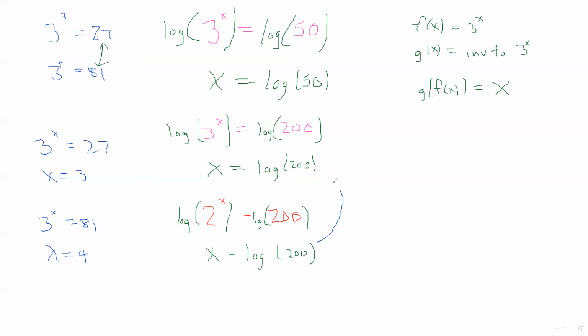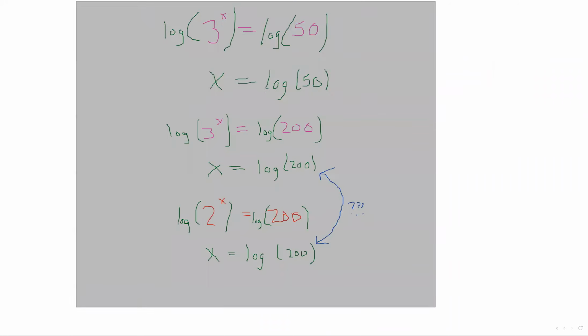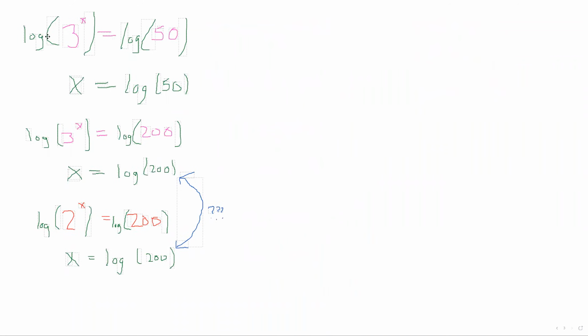But there's a problem, isn't there? Can these questions really have the same answer? 3 to the x and 2 to the x, you're not going to put the same exponent in, the same power, to make these things equal 200. There's no way that these two things are the same. And the reason why is because every logarithm is tied to a specific base.